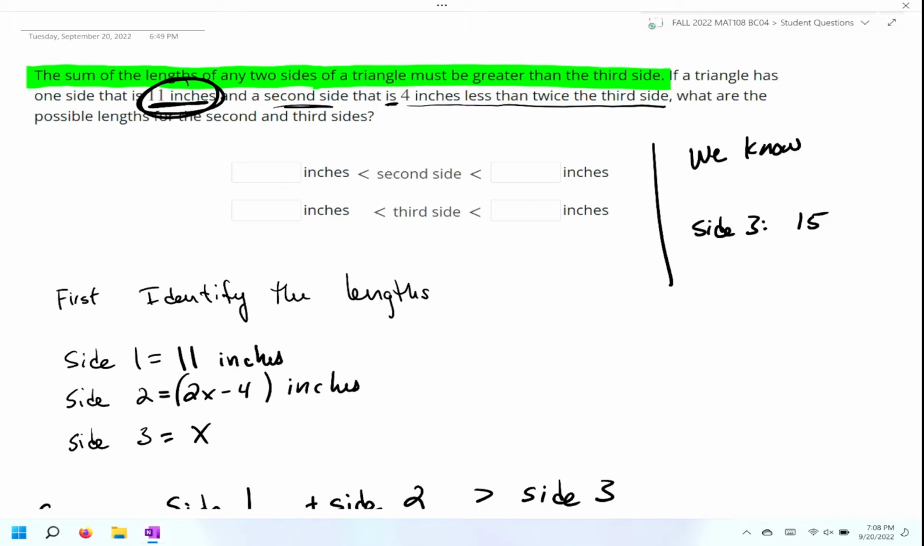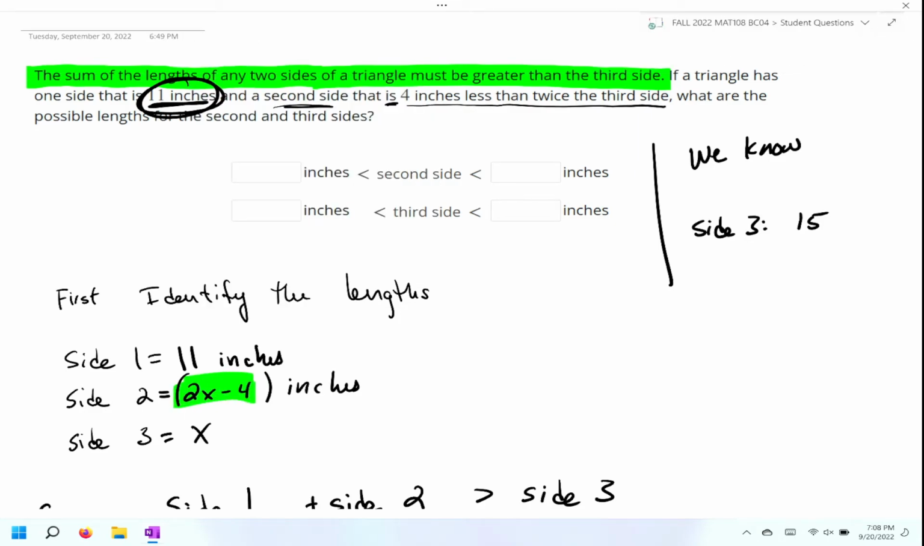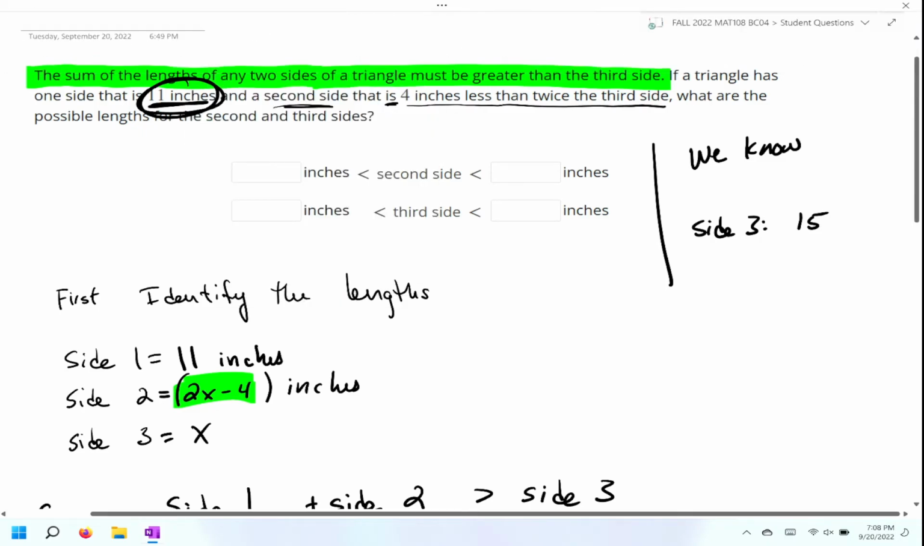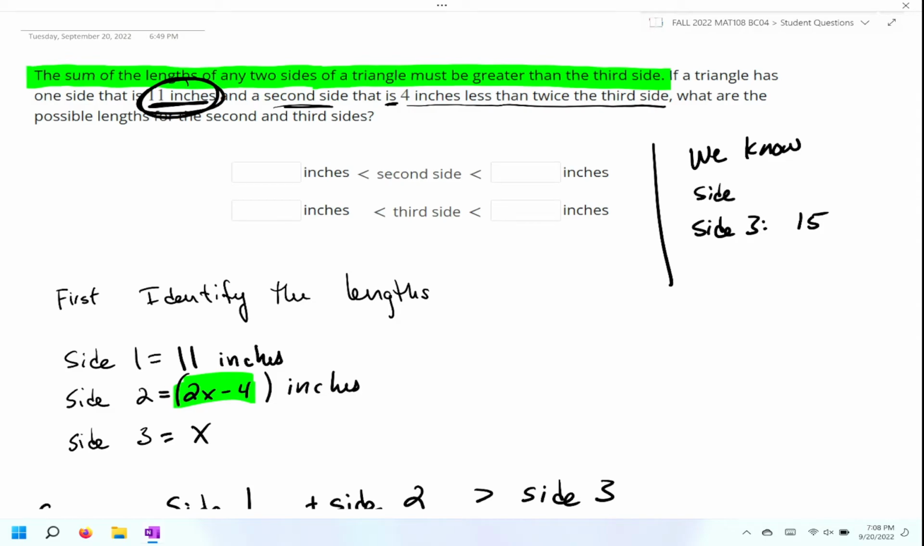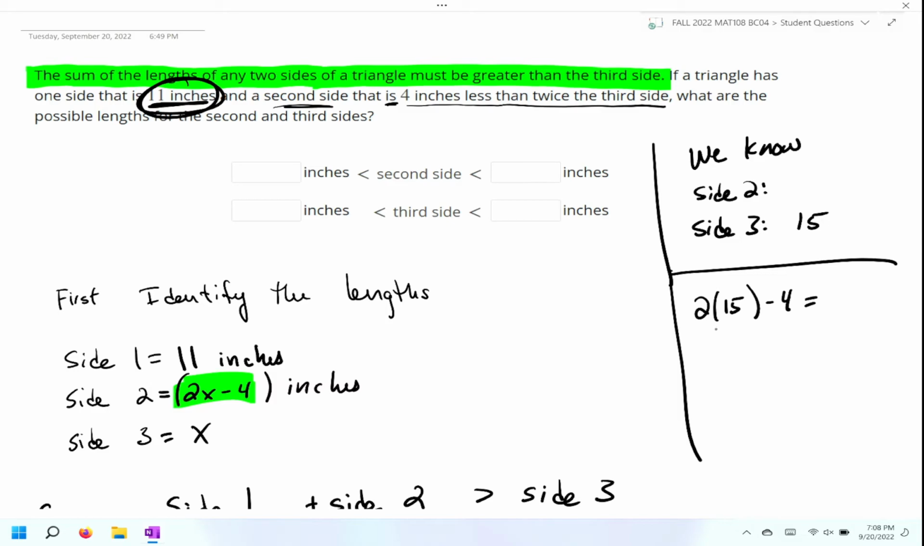So what we can do is take this value of 15 and figure out what side 2 is. Because side 2 is right here. I'm going to highlight it for us. Side 2 is right there. It's 2x minus 4. So, get out my marker here. Side 2, and I'm just going to do the math underneath here. Side 2 is going to be 2 times 15 minus 4, which is 30 minus 4, which is 26. So I know side 2 has a 26 in there.